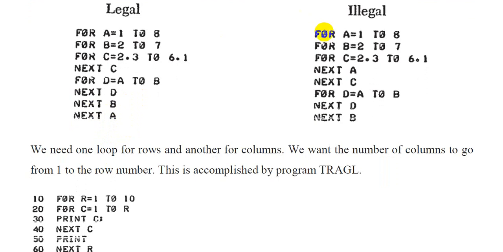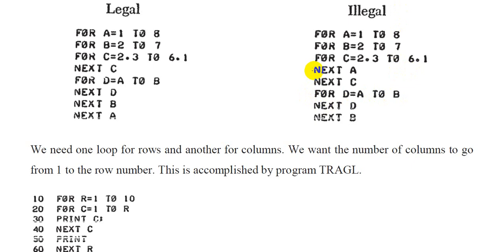As you can see, for the legal execution, we're running A equal to 1 to 8, B equal to 2 to 7, C equal to 2.3 to 6.1, and next A, next C, for D equal to A to B, which has to be combined with D exactly here, exactly as C is implemented, as well as A. So A cannot be implemented here even after the stipulation, or even after giving the command for, after giving the command for D equal to A to B.